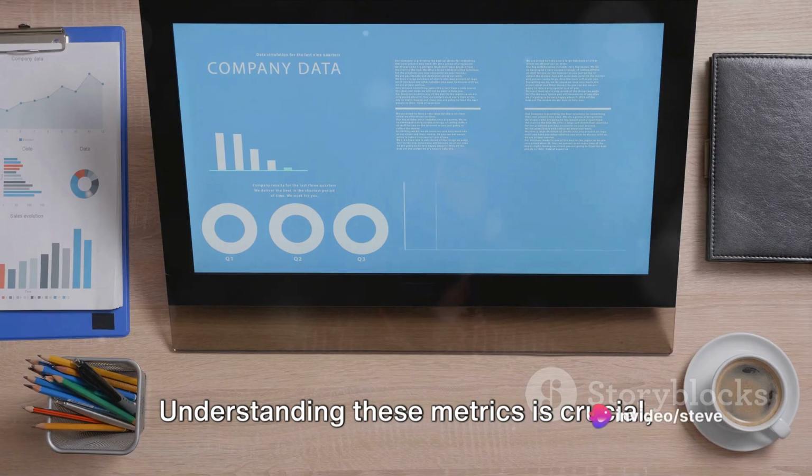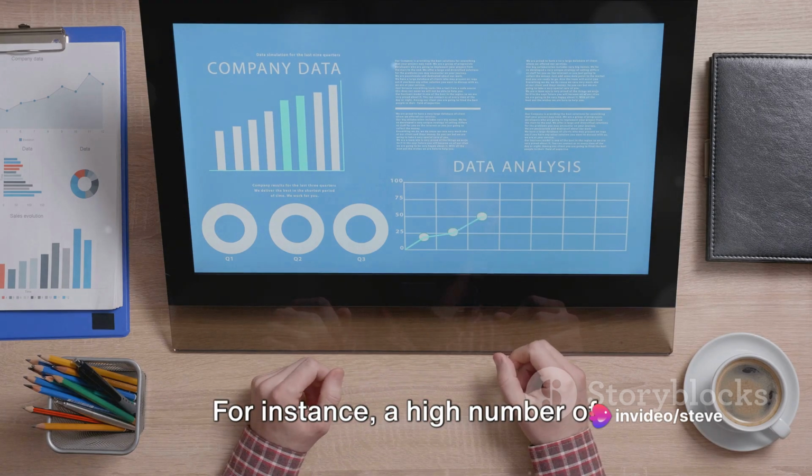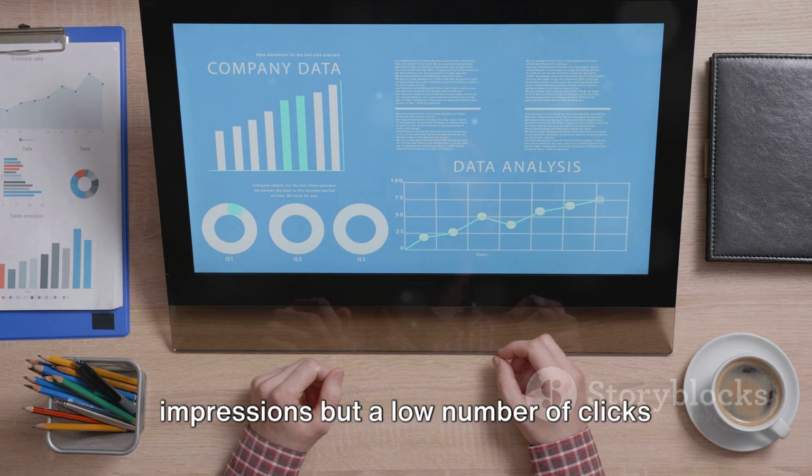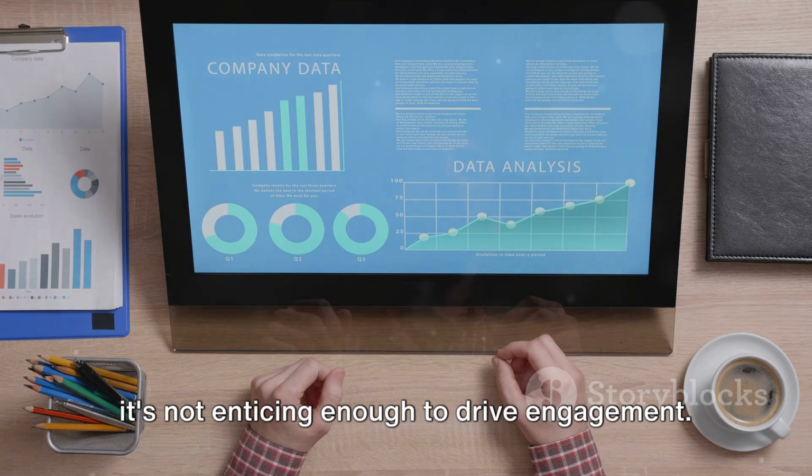Understanding these metrics is crucial, but it's just the start. You'll also need to know how to interpret them. For instance, a high number of impressions but a low number of clicks could suggest your ad is being seen, but it's not enticing enough to drive engagement.